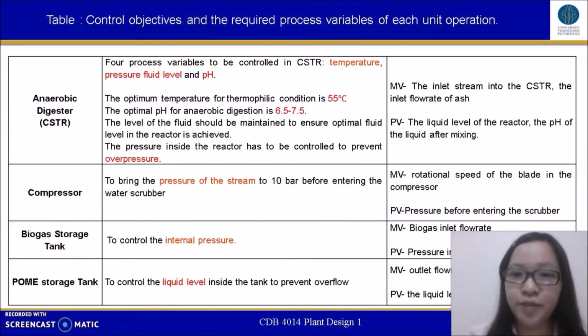Next is the anaerobic digester, which is also called the CSTR. There are 4 process variables to be controlled in the CSTR. The first one is temperature.